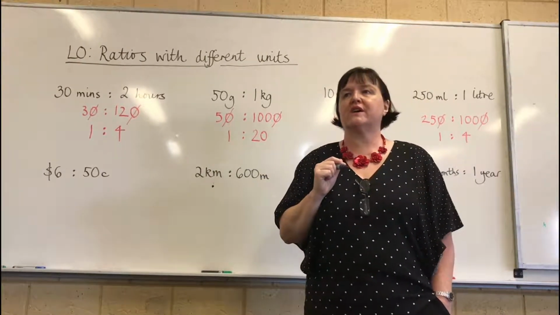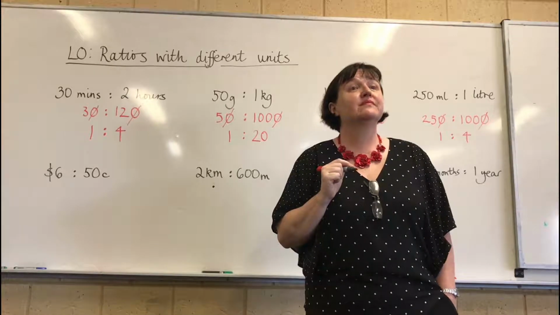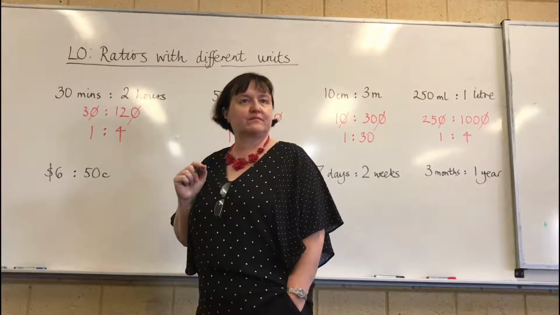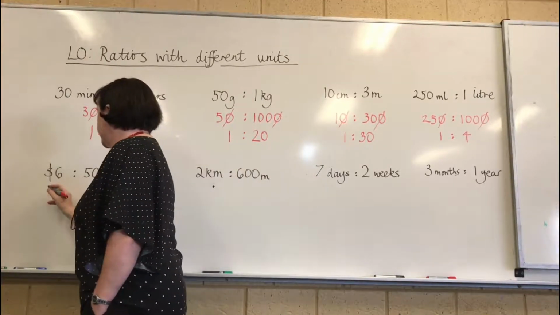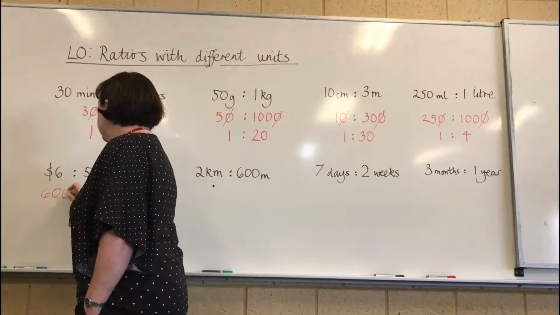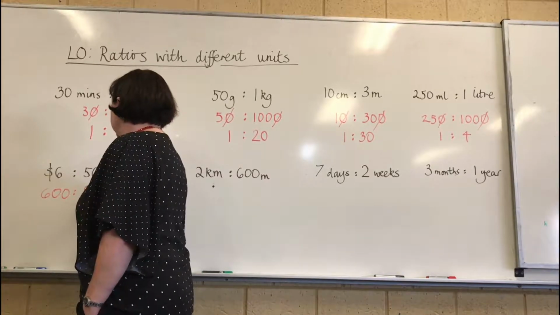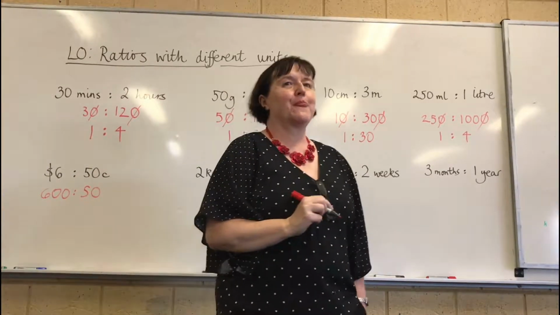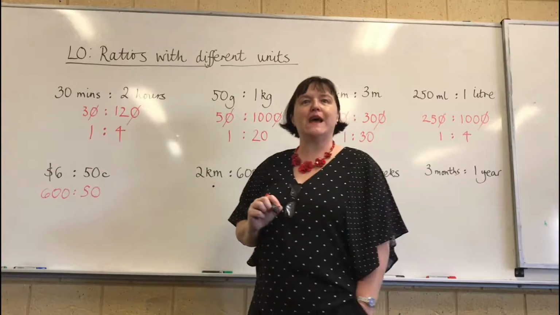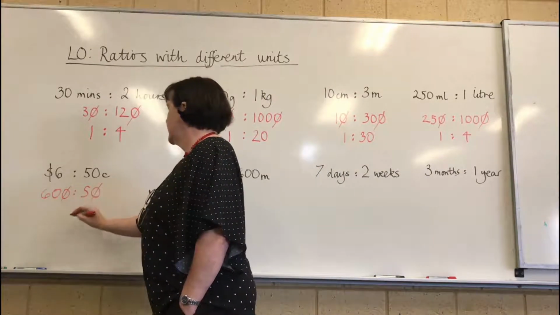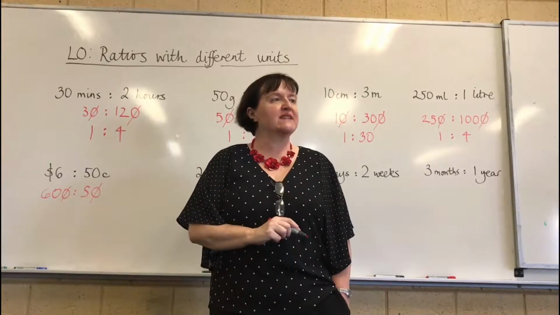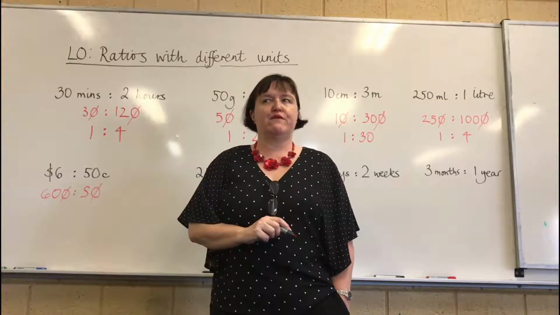Which one should I convert? The $6 to what? Cents. Yes, so how many cents will it be? 600. 600, well done. So it'll be 600 cents to 50. Okay, what do I do now? Cancel one of the zeros. And now we're left with the ratio 60 to 5.